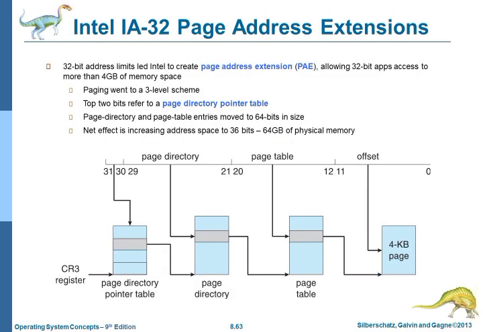Next, I will talk about the Intel IA32 page address extension. The 32-bit address limits led Intel to create page address extension (PAE), allowing 32-bit processors access to more than 4 GB of memory space. Paging went to a 3-level scheme. The top 2 bits refer to the page directory pointer table. Page directory and page table entries move to 64 bits in size. The net effect is increasing the address space to 36 bits, or 64 GB of physical memory.